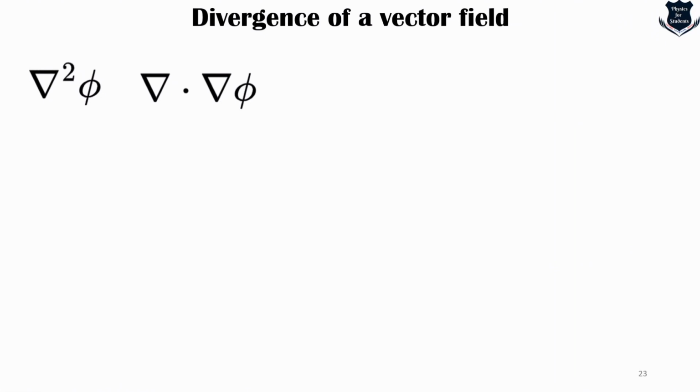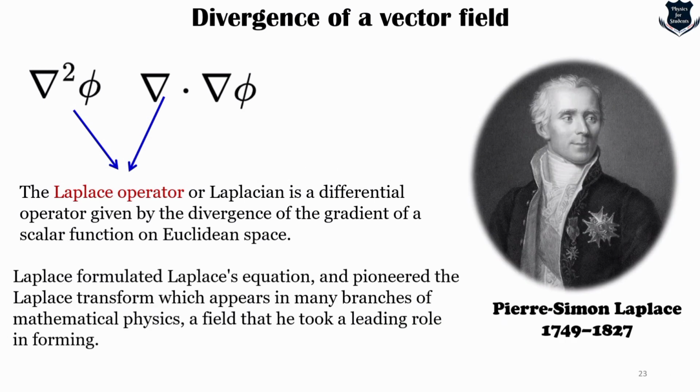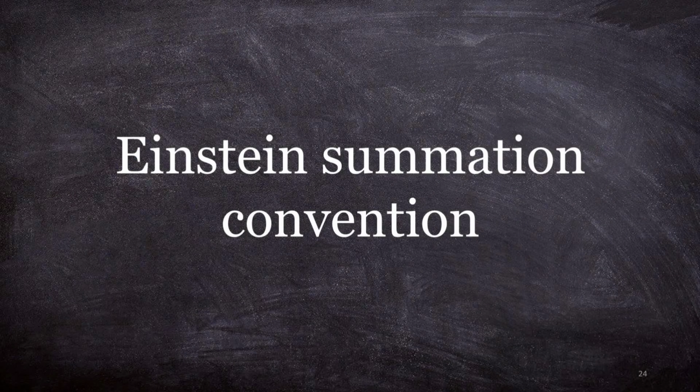So we move to the next page and we find these two are basically the Laplace operator. The Laplacian is a differential operator given by the divergence of the gradient in Euclidean space. This famous person, Pierre-Simon Laplace, founded this equation and pioneered the Laplace transformation, which appears in many branches of science. Don't worry, if you want, I can make a separate video on the Laplace transformation and Laplace operator. It is very important to any part of physics and mathematics.